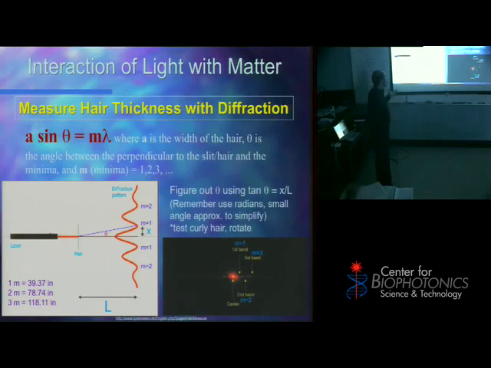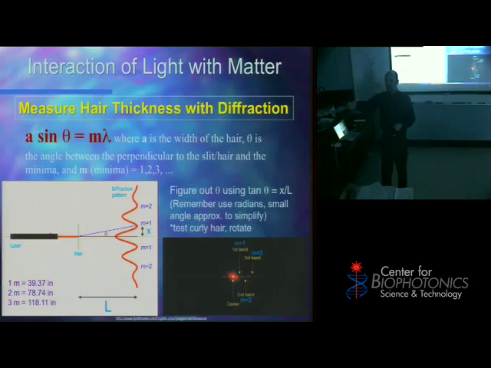Now, how the heck are you going to figure out this angle? It's easy to figure out the wavelength because it's written on the laser. It's easy to figure out m because it will depend on which one you decide to measure. But how do you figure out that angle? Well, that angle can be figured out this way. The tangent of the angle is equal to x, the distance between the bright spot and whichever minimum you're using, divided by the distance from the hair to the wall.